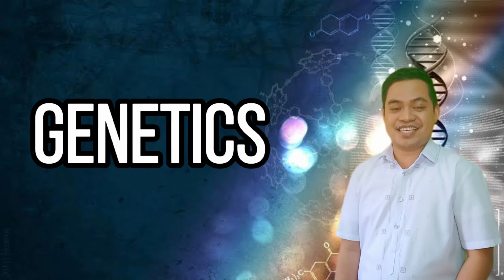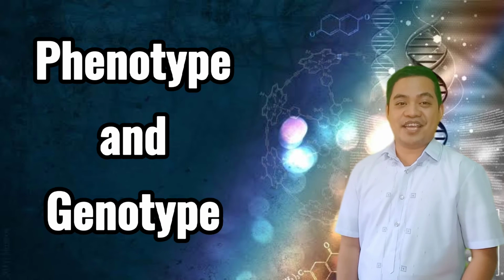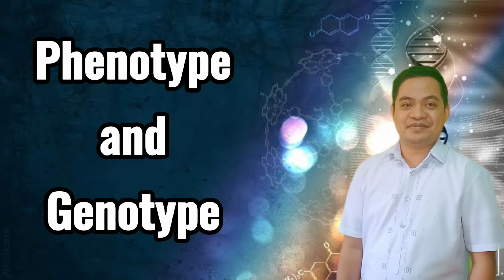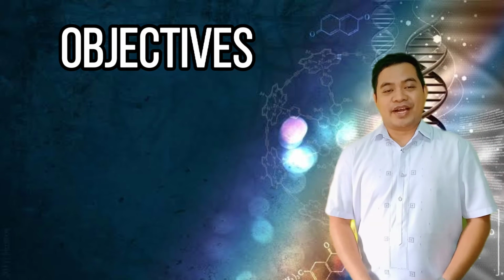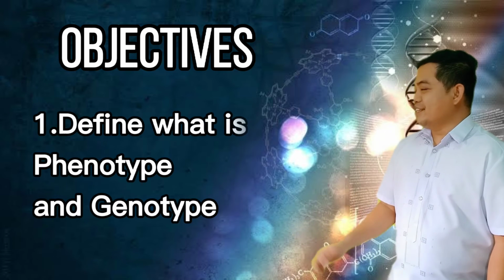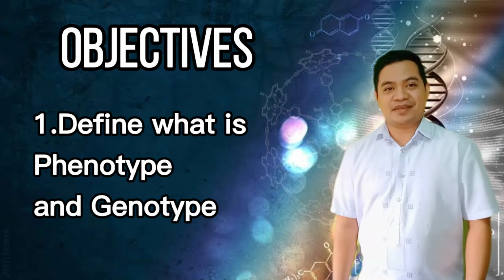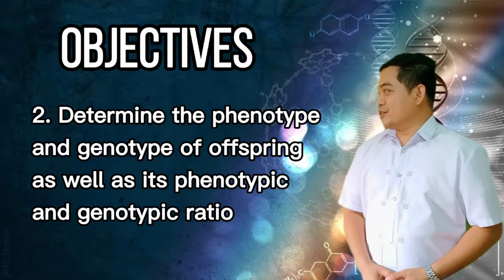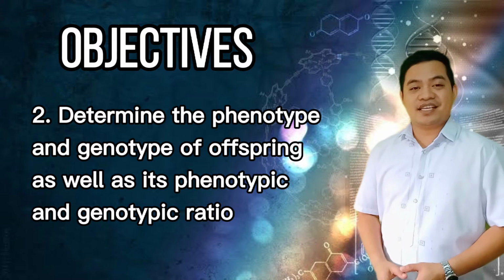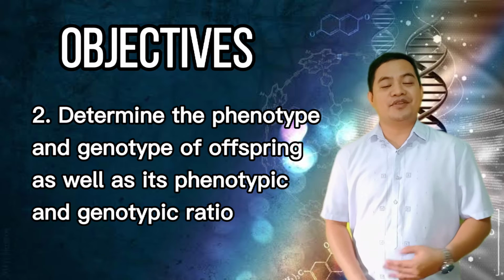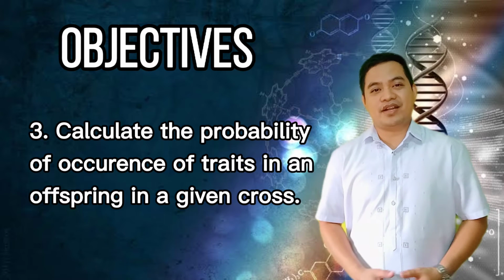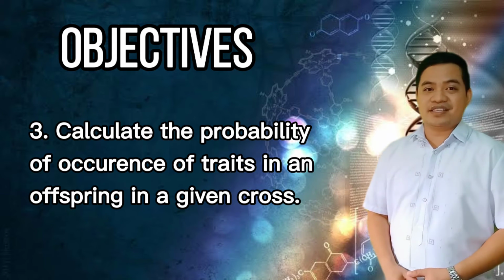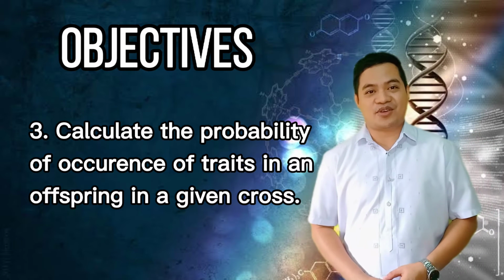Welcome to another fun and exciting topic on genetics entitled Phenotype and Genotype. At the end of this lesson, you are expected to define what is phenotype and genotype, determine the phenotype and genotype of offsprings as well as the genotypic and phenotypic ratio, and calculate the probability of occurrences of traits in a given cross. Before we start our lesson, will you answer the following questions?